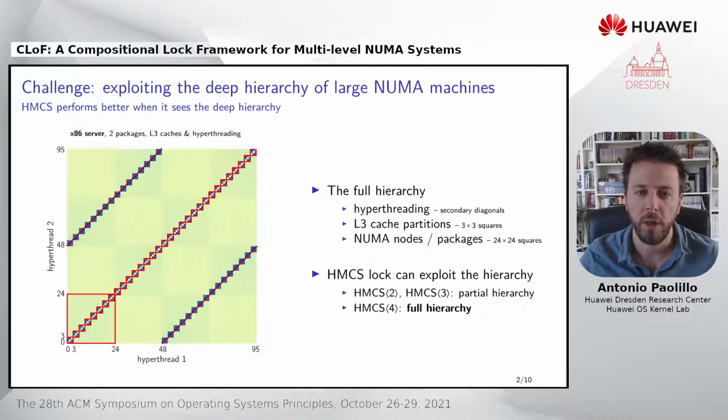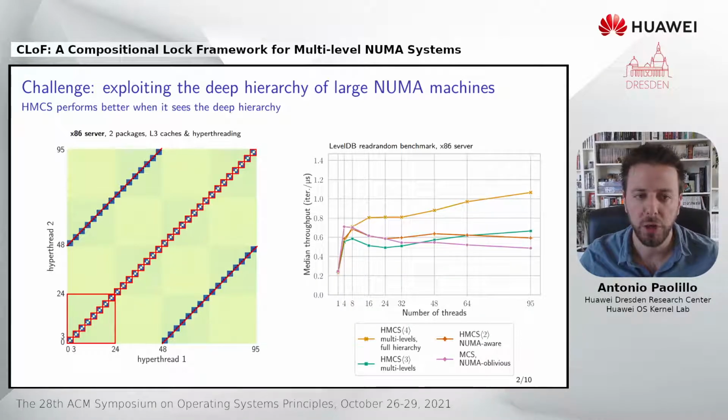For example, HMCS is a lock that can understand the hierarchy and exploit it. HMCS 2 and 3 only use partial knowledge of the hierarchy, while HMCS 4, a configuration we derived for this machine from looking at the heat map, has a complete view of the hierarchy. A benchmark shows that it is by far the best version once the contention increases. Although it has not been published previously, it outperforms the original HMCS 3 by up to 60%.